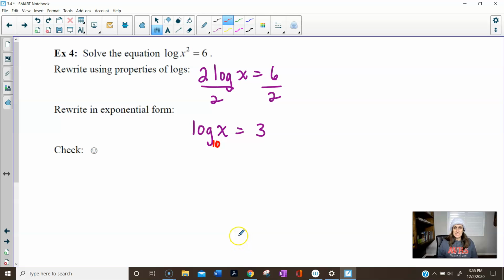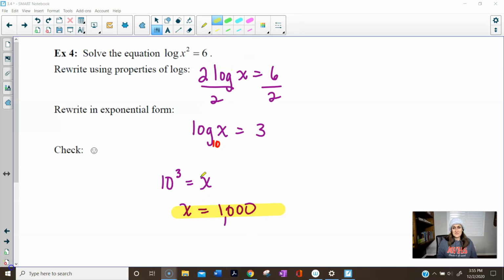I'm ready to change to exponential form. So the base is 10. Log is always equal to the exponent, so that's 3. And it equals x. Therefore, x is equal to 1,000. So there is my final answer. Good to go. So I should show you how it checked as well, since it says check. So if you have log of 1,000 squared equals 6, check, that works.